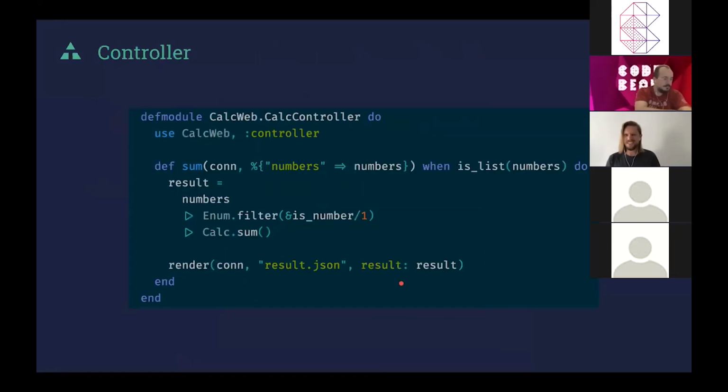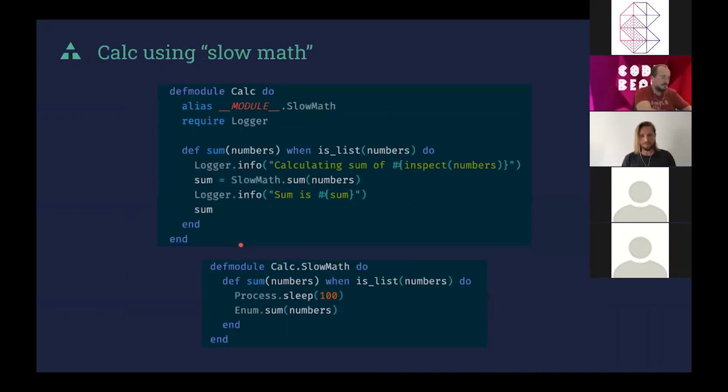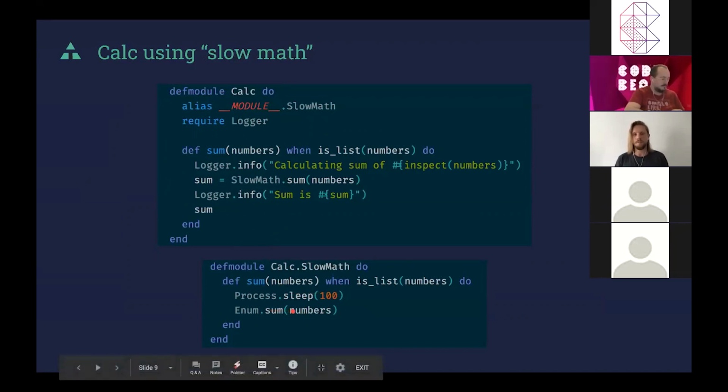The Calc controller doesn't really do any validation because it's just a demo app. It just basically filters numbers if they're numbers and then passes everything to the Calc context. And the Calc is just taking the numbers, logging the numbers, then doing the sum using the slow math, and then logging the result and returning the result. And the slow math, as we expect, is just doing the sum, but it injects a sleep for 100 millis.